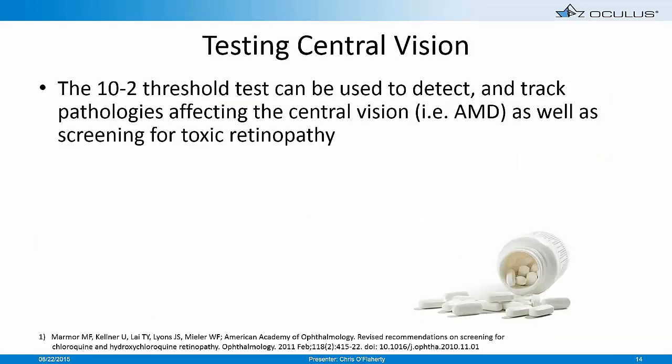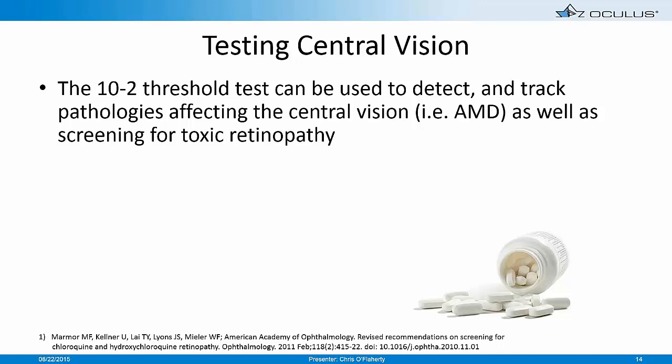So we do have a macula test for testing central vision. The macula test uses a 10-2 test pattern with a threshold strategy. And this is appropriate for detecting and documenting pathologies affecting central vision, such as age-related macular degeneration. The macula test can also be used for Plaquenil screening.